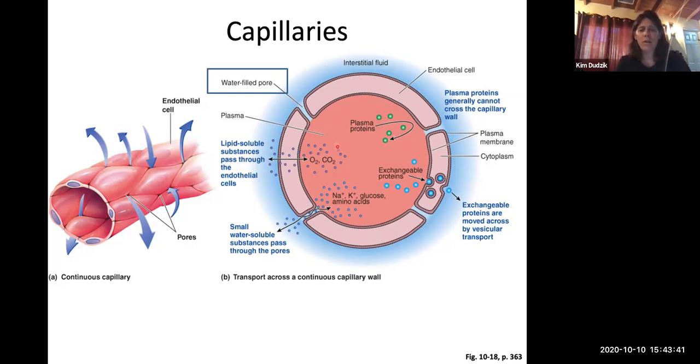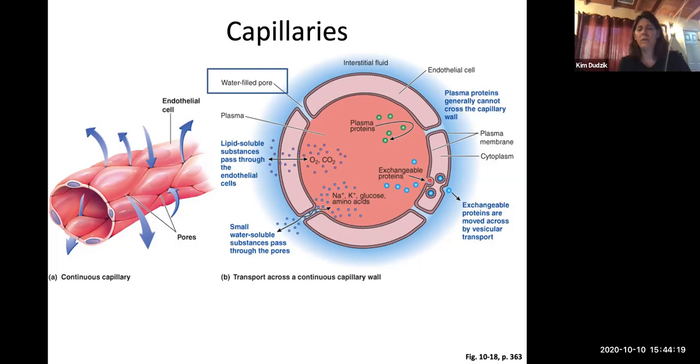Okay, so this is a water-filled pore. So there's some connection between the plasma in here and the interstitial fluid out here. You can see diffusion means that small nonpolar molecules can pass through the plasma membranes of the endothelial cells. There might be pores or channels that water can pass through, bringing with it other items like glucose, sodium, amino acids, right?